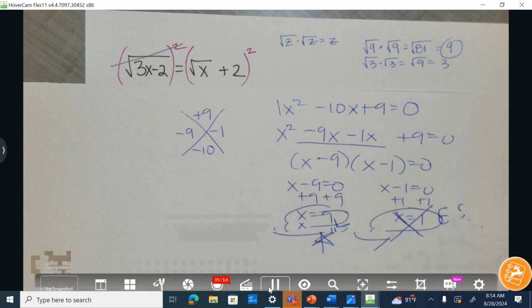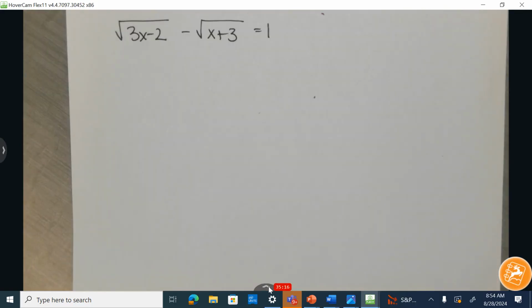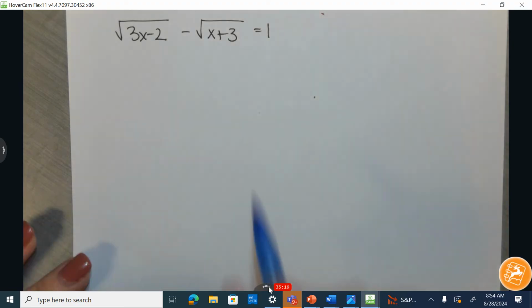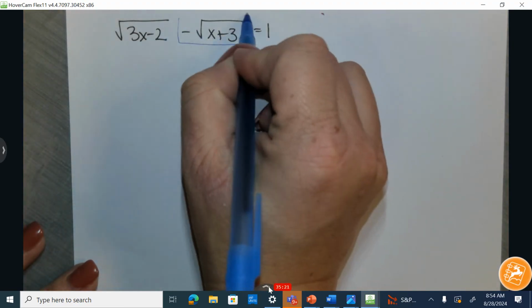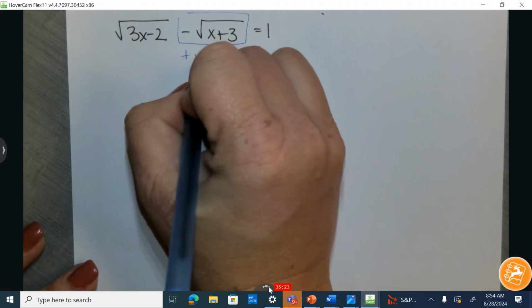This is our 6th and final example. So what I'm going to do is take this value. It's negative. I'm going to move it to the opposite side.